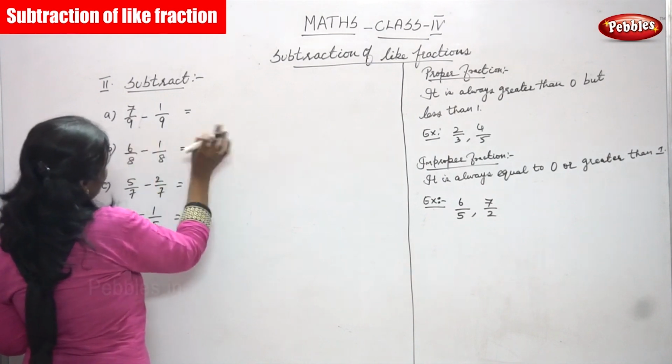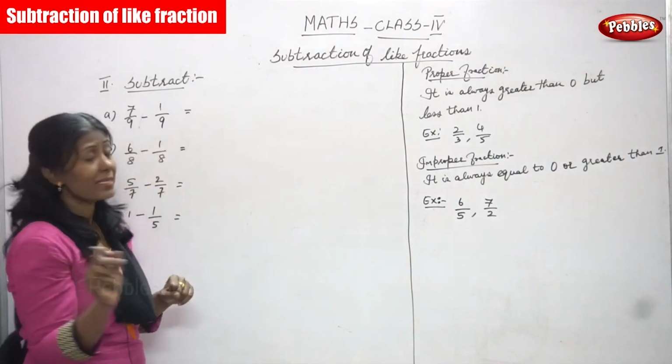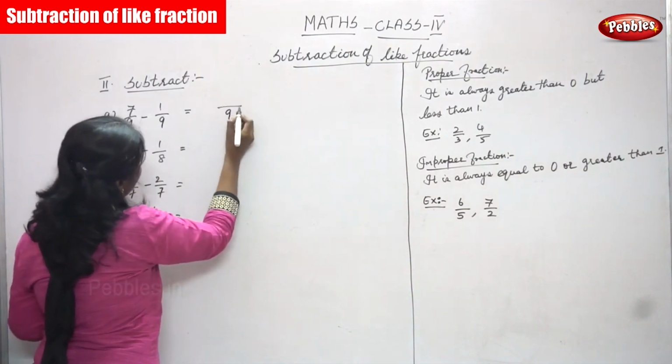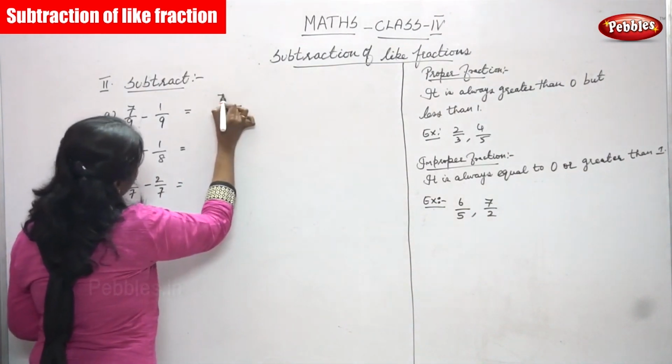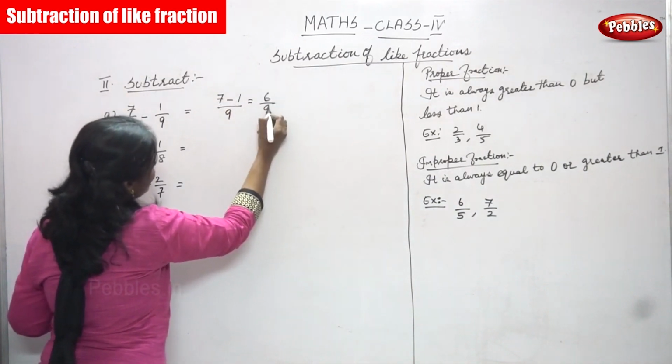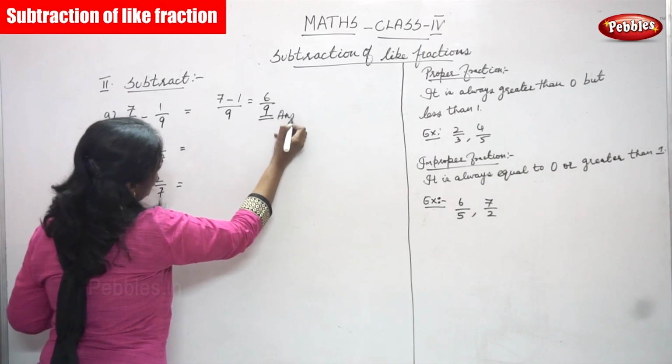Look at the like fraction: it means you have to see only the denominators first. In both fractions the denominators are the same, so you have to write it one time. And after that, you write the numerators, 7 minus 1. You get 6 by 9, which is the right answer for the question.